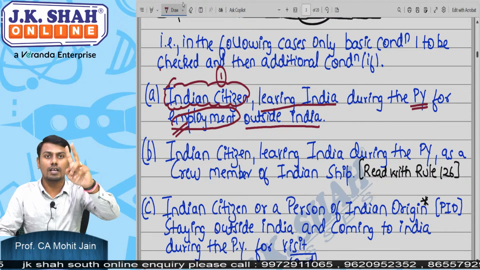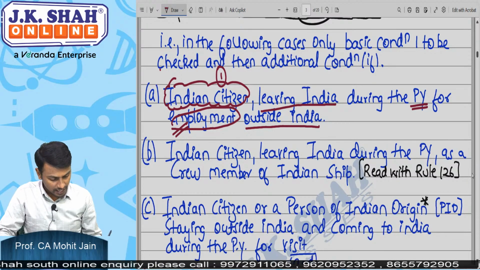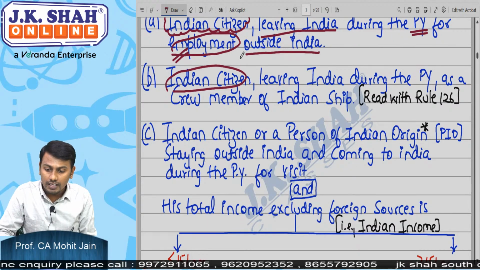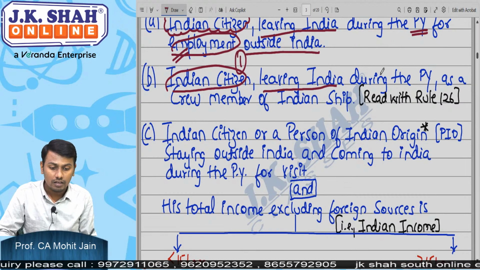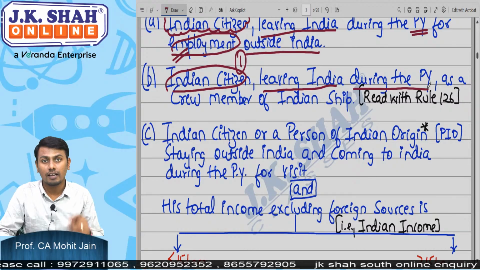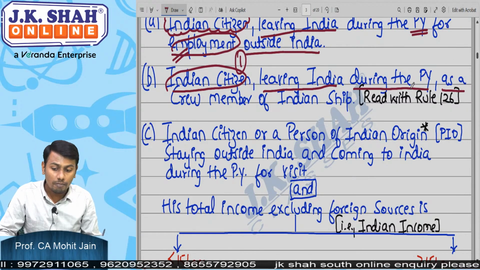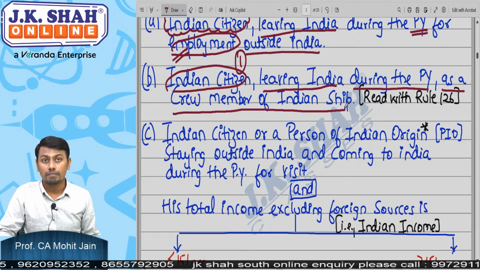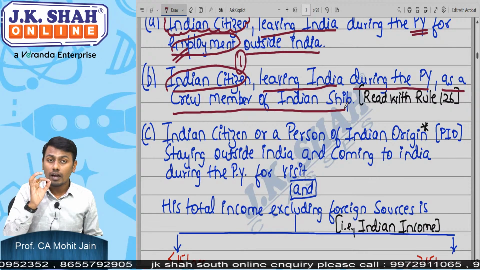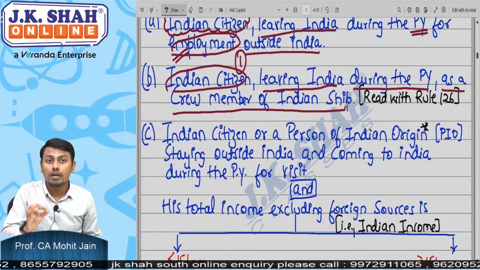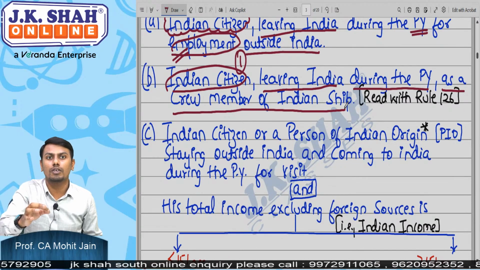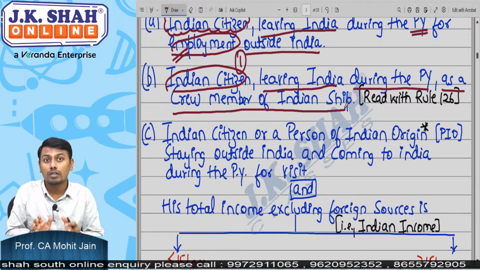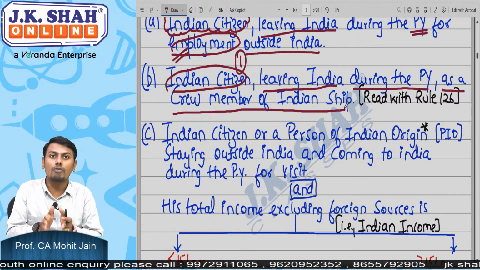Now let me go to the second case. Second case is, if an Indian citizen is leaving India during the year in which you are earning the income, as a crew member of the Indian ship. See, people, you understand the meaning of the word crew member? Crew member means the staff member of the ship. You should not be a passenger on the ship. You should be a crew member on the ship.